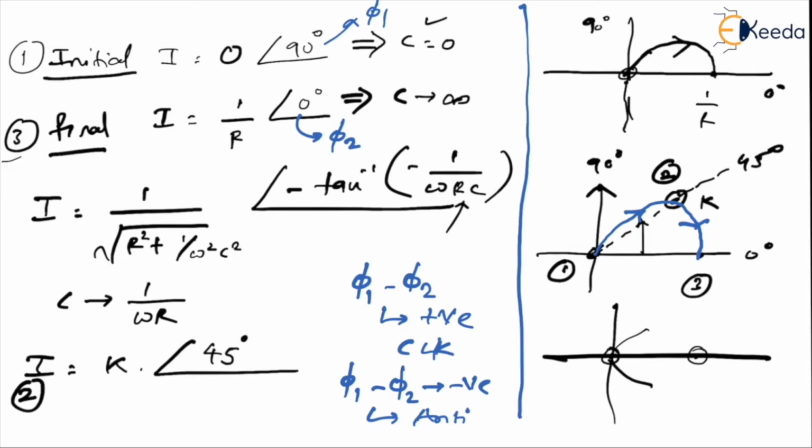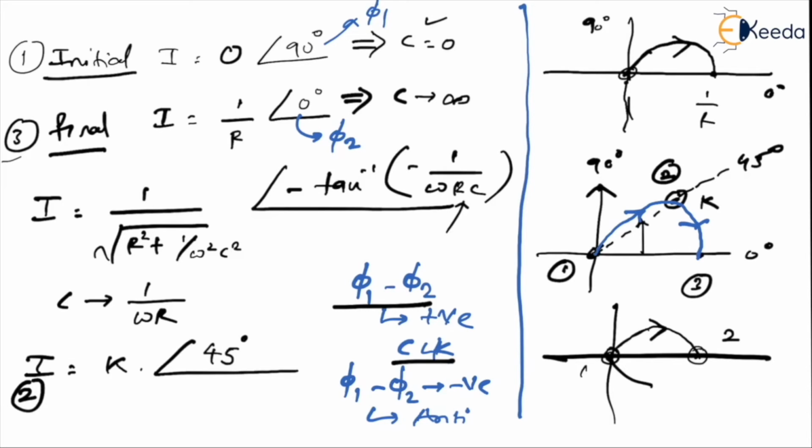So I'm telling you, phi1 minus phi2, if you do in this case it is positive, so we have to go clockwise. It means from this point we have to go to the second point in clockwise direction only, which allows us to draw only this part. And this is the shortcut to be remembered.